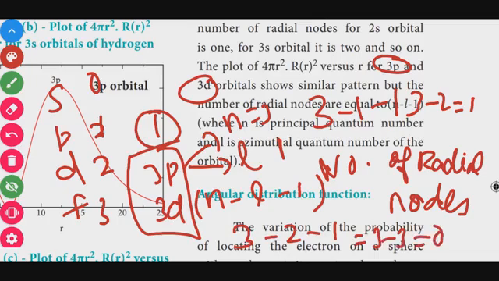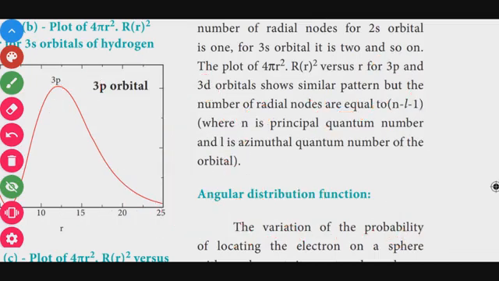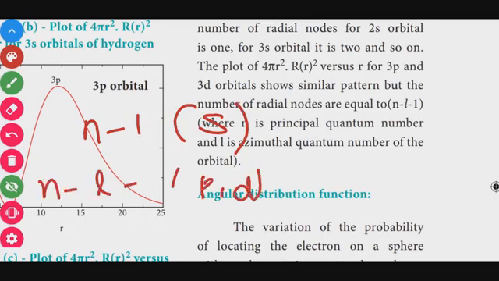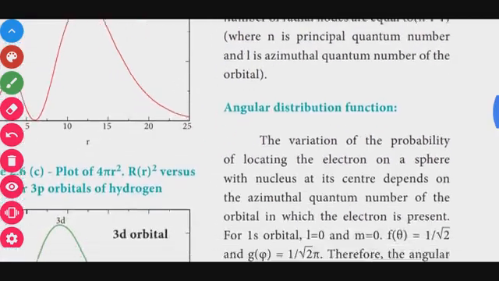Therefore, 0 radial nodes for 3d orbital. Okay, this is all about the radial node. There are two formulas for radial node: it is n minus 1 for s orbital, and for p and d it is n minus l minus 1. Next, angular distribution function.